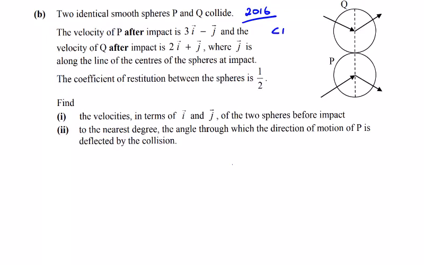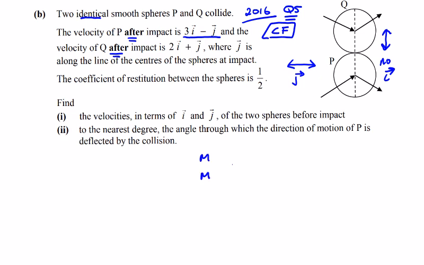This is the 2016 question 5b for Mr. Fitz. They're impacting in the j direction, so no change in i. When it's like this, it's the j where there's no change. And we have identical smooth spheres, and we have velocities after, clearly in bold. So if we have two identical spheres, we can call them mass m, 3i minus j, and 2i plus j.